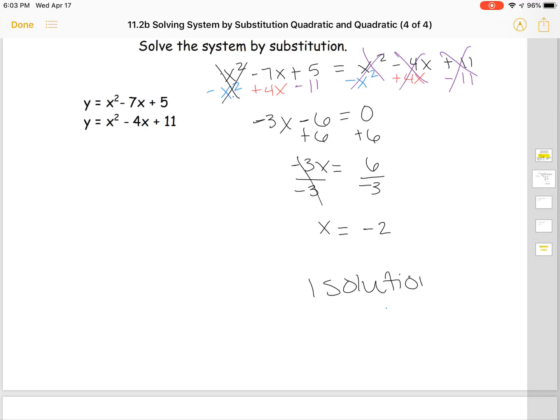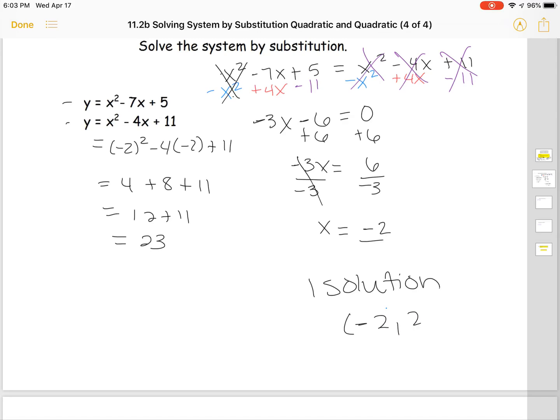And to find it, we just need to take this x value and plug it into one of these equations. It really doesn't matter which one, you just have to pick. So I'm going to plug it into this bottom one. We'll have negative 2 squared minus 4 times negative 2 plus 11. Well, 4 plus 8 plus 11 is going to give us 12 plus 11, which is 23. Our solution is negative 2, positive 23, and that is our answer.